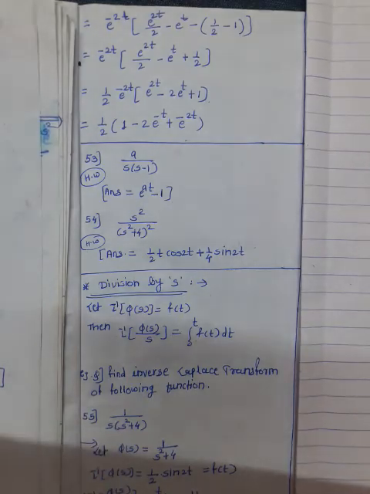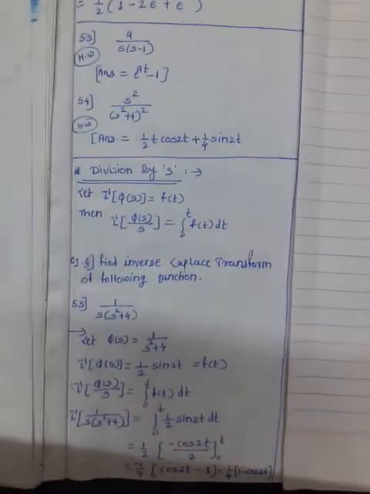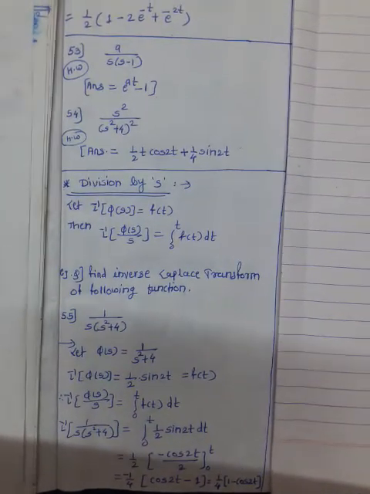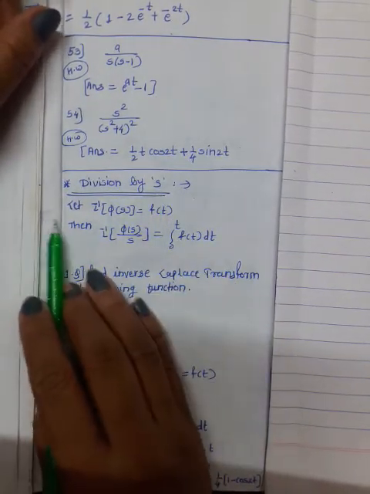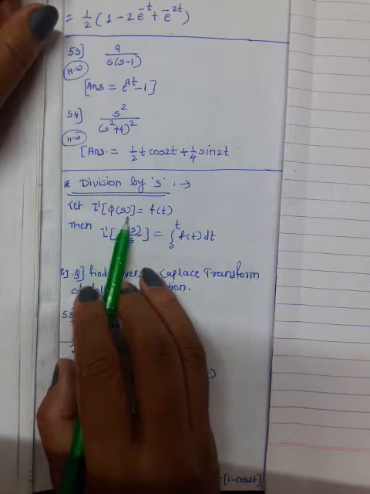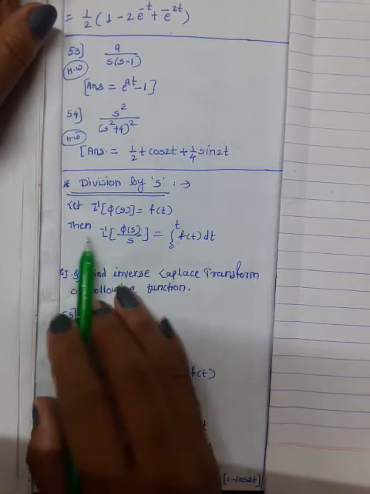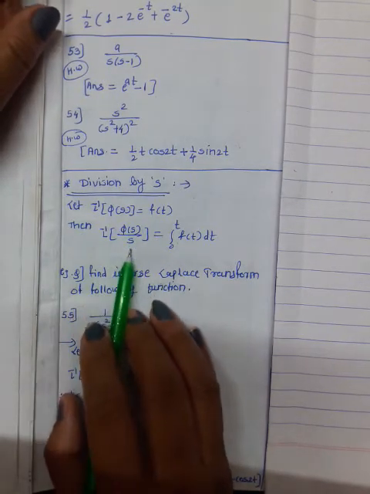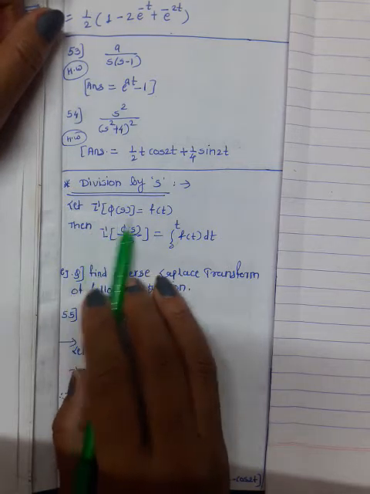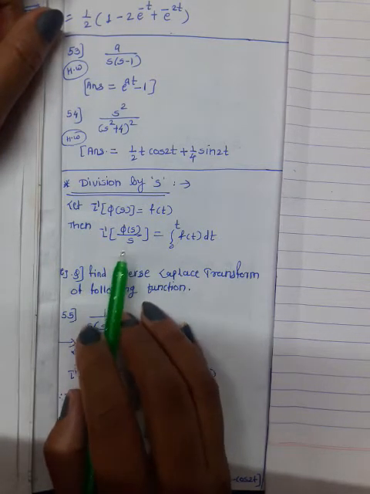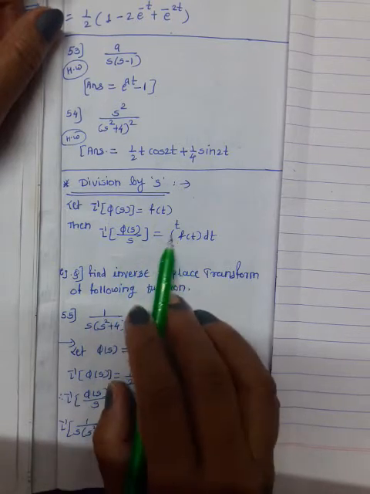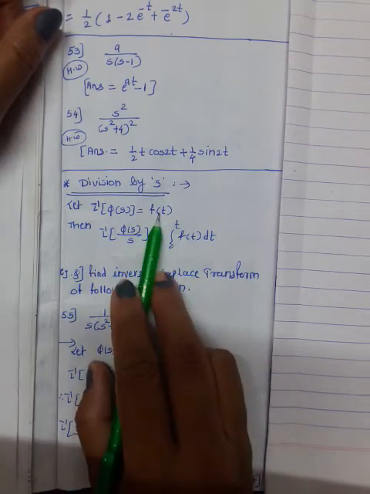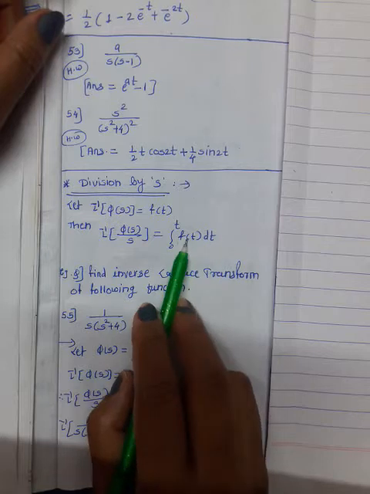Okay, now consider the next property, that is division by s property. Statement is, let L inverse of phi of s is equal to f of t. Then L inverse of phi of s upon s. If any function gets divided by s, we can use this formula. L inverse of phi of s upon s becomes the integration 0 to t of this function f of t dt.